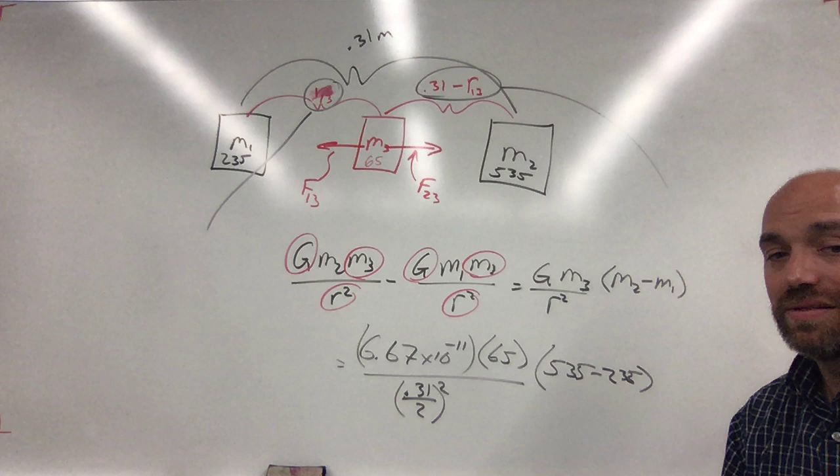So it's going to be M1 times 0.31 squared. Let me write it out. I'll do it up here. 0.31 minus R13 times 0.31 minus R13. So first, which is 0.31 squared, outside minus 0.31 times R13, inside minus 0.31 times R13, and then last, plus R13 squared.